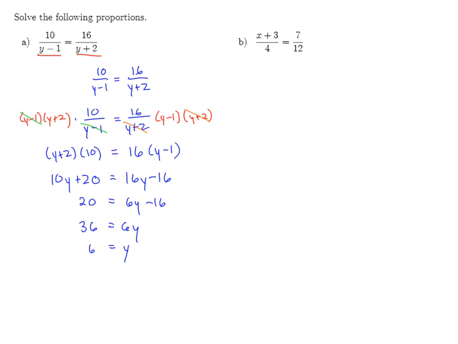The next thing that I want to do is check this real quick. So I'll check it by replacing every instance of y that I see with 6. So I'm going to have 10 over 6 minus 1, and I'm checking, does that equal 16 over 6 plus 2? On this left side, that's going to be 10 over 5, which is 2. And on the right side, that'll be 16 over 8, which is also 2. So I've checked that answer. And now I can state my solution set. The solution to that equation was the number 6, so I'll state 6 in a pair of curly brackets for my solution set.